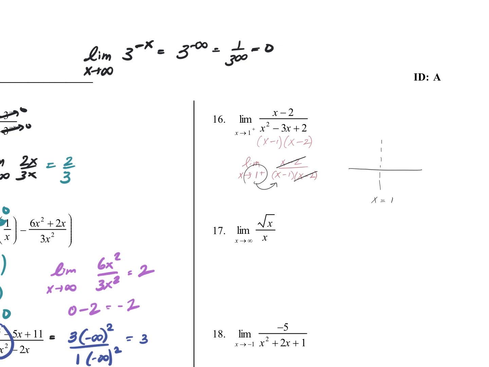Okay, so I'm going to plug in 1.1. So if I plug in 1.1, this is 1 over 1.1, it's going to go to positive infinity.